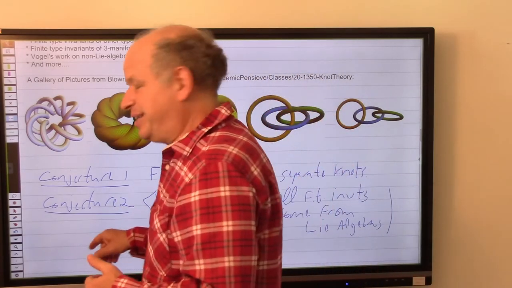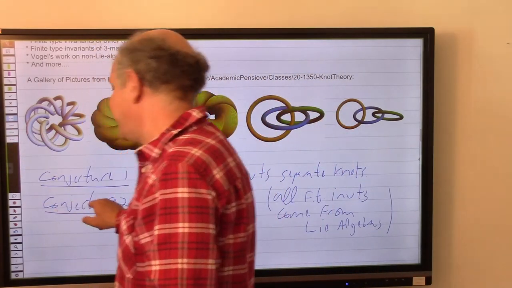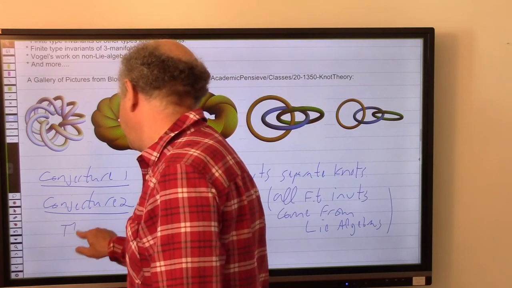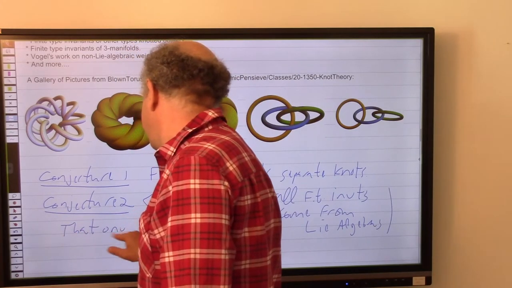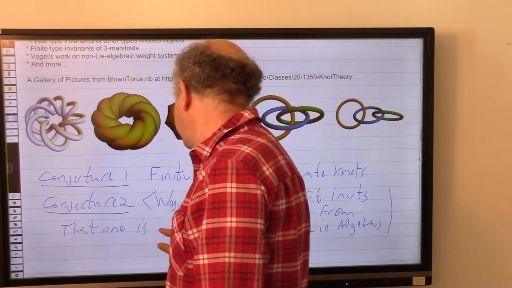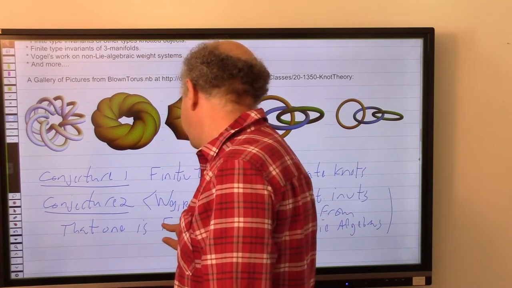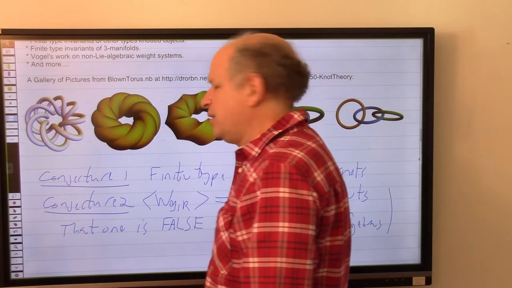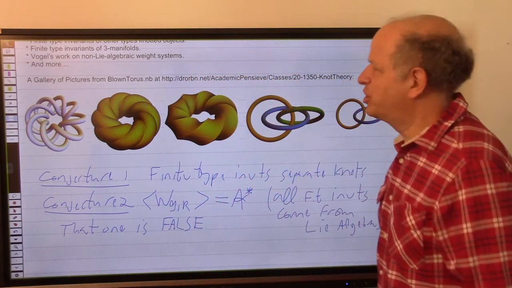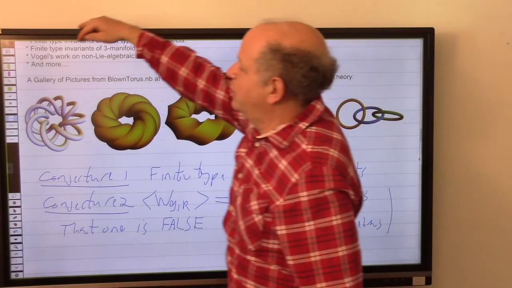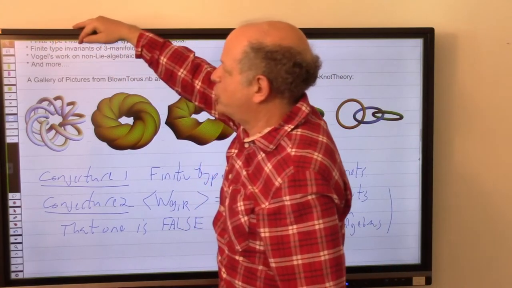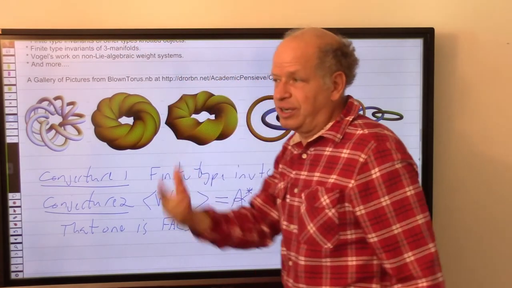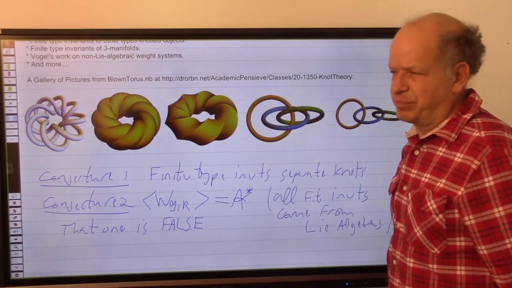Unfortunately, the second conjecture, well, this held for a few years, that one, conjecture number two, is sort of false. So why is it false? It is false because a fellow called Pierre Vogel found a weight system that he could prove did not come from Lie algebras.